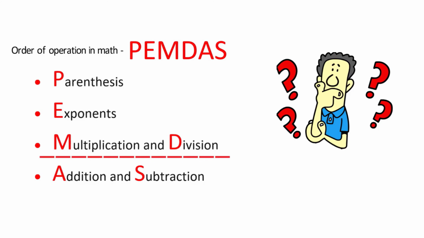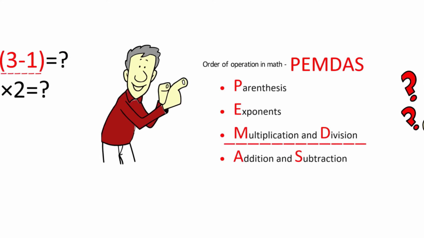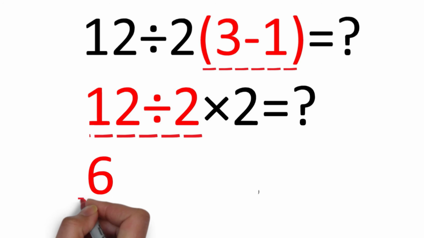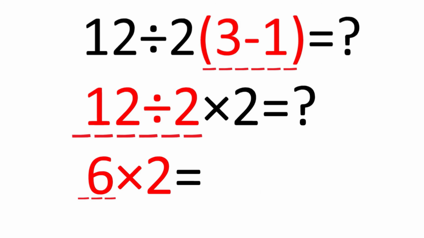And what's interesting, the acronym itself is a little bit confusing because it shows multiplication first and then division. But in our case, we need to do division first and divide 12 by 2, and then do multiplication. Once we divide 12 by 2, we get 6, and the final expression we need to solve would be 6 multiplied by 2. So the correct answer here is 12.